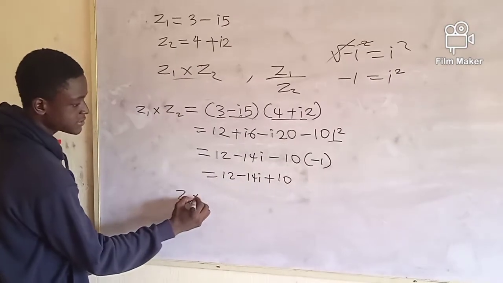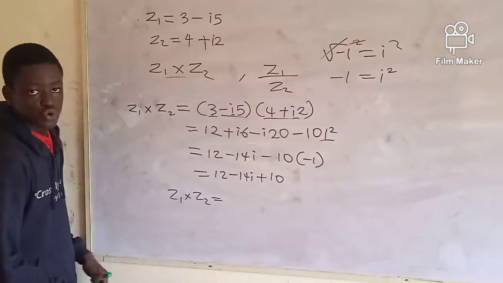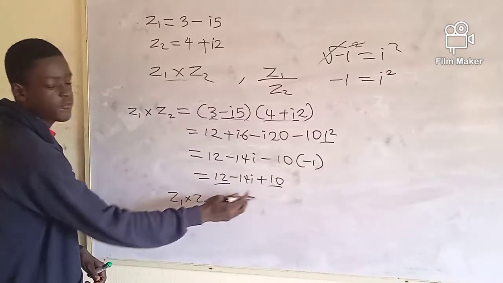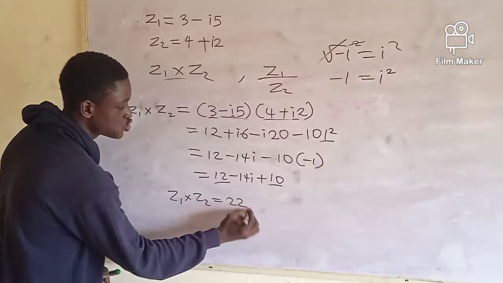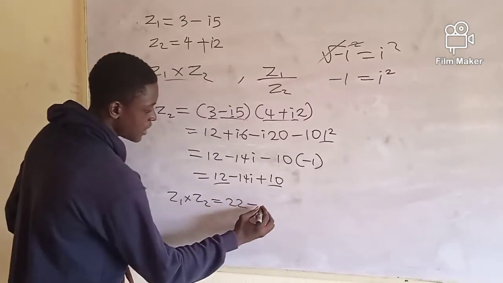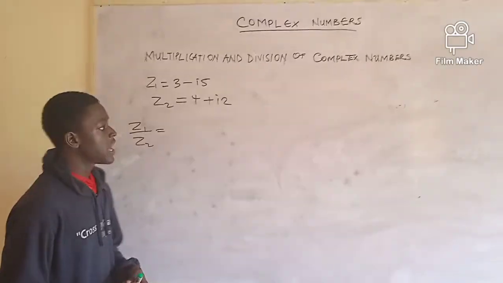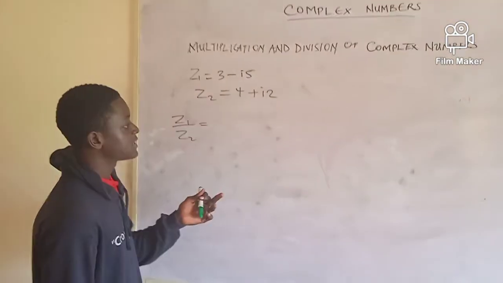Z1 times Z2 will be equal to, we'll sum the like terms together. 12 plus 10 gives us 22, and then we have minus 14i. Now to the division of these complex numbers.